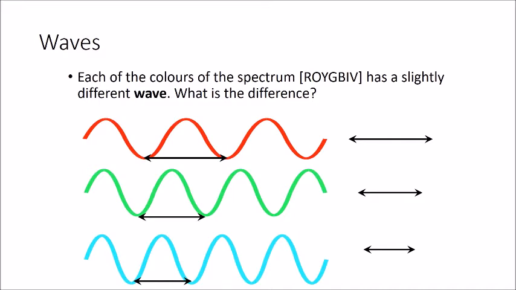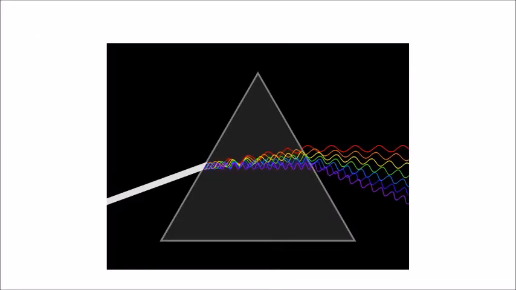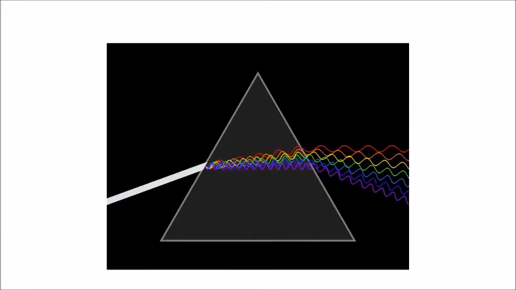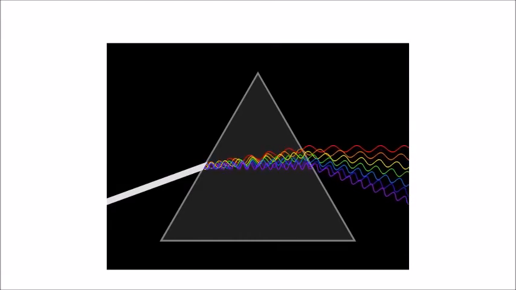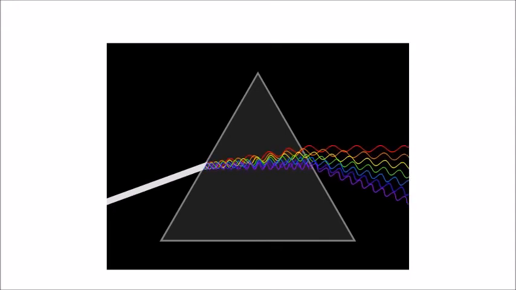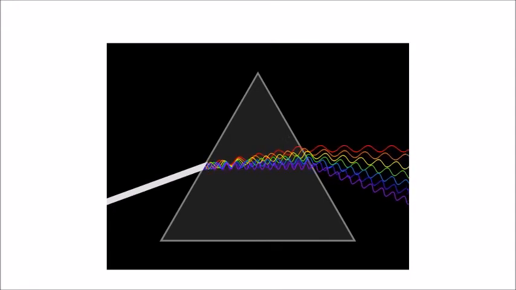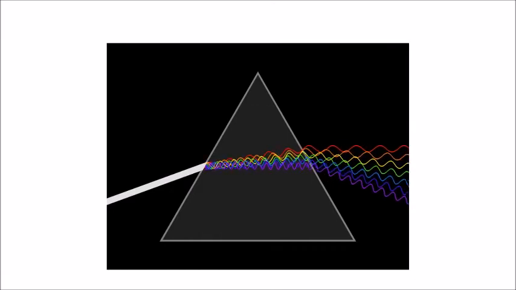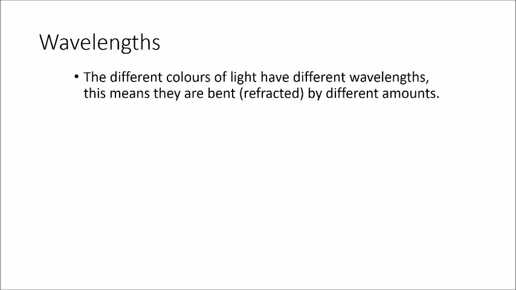But how does that make them split from white light into their different colors? Well, if we could see the waves, which we can't because they're traveling incredibly quickly, they would look like this. The different waves, all of them together in white light, but then they split into their different colors. So the different colors have different wavelengths, which means they are bent or refracted, which we've learned in previous lessons, by different amounts.